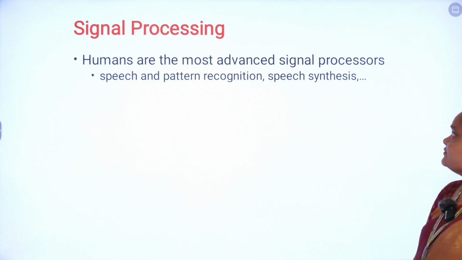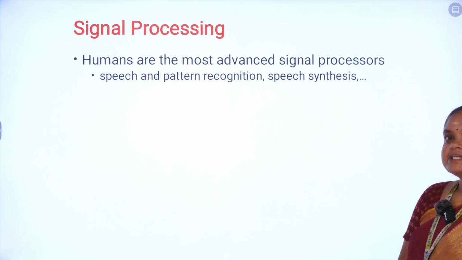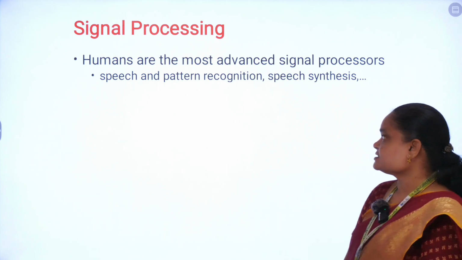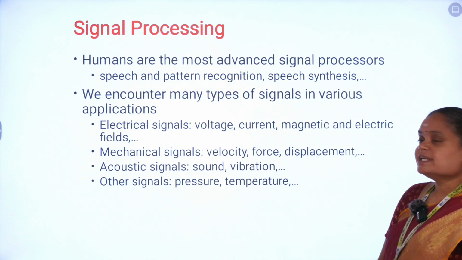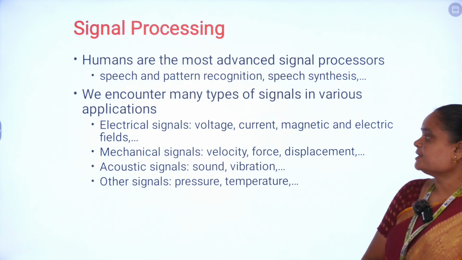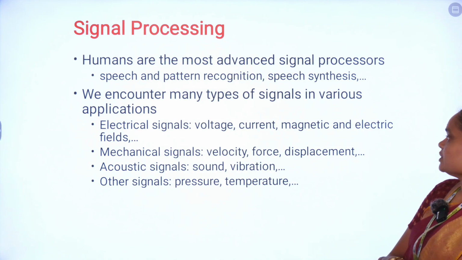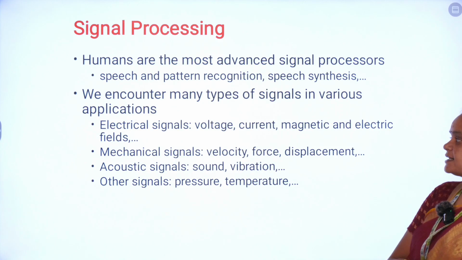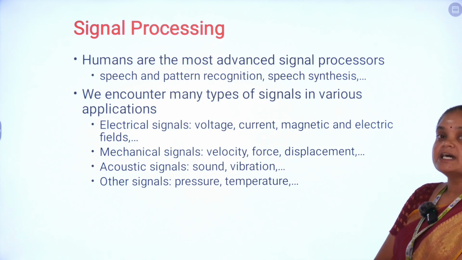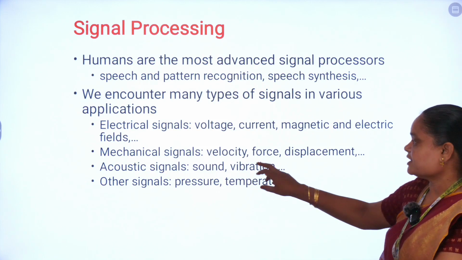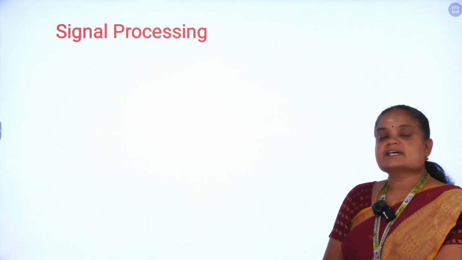Humans are the most advanced signal processors. Speech and pattern recognition, speech synthesis, these things come under signal processing. And we encounter many types of signals in various applications. Electrical signals: voltage, current, magnetic and electric fields. Mechanical signals such as velocity, force, displacement. And acoustic signals: sound, vibration. The other signals are pressure and temperature. These things are processed under signal processing.